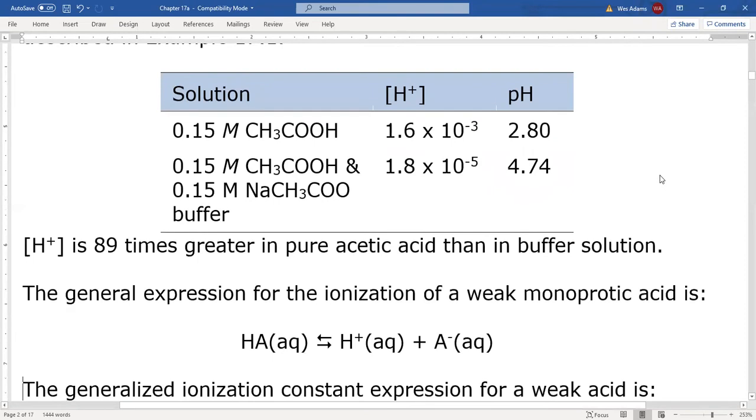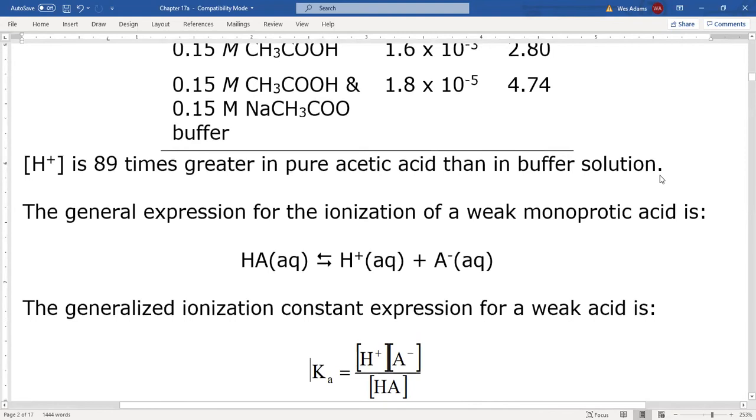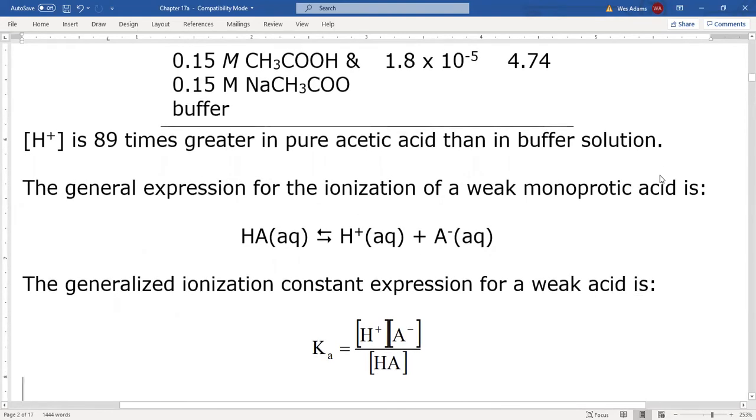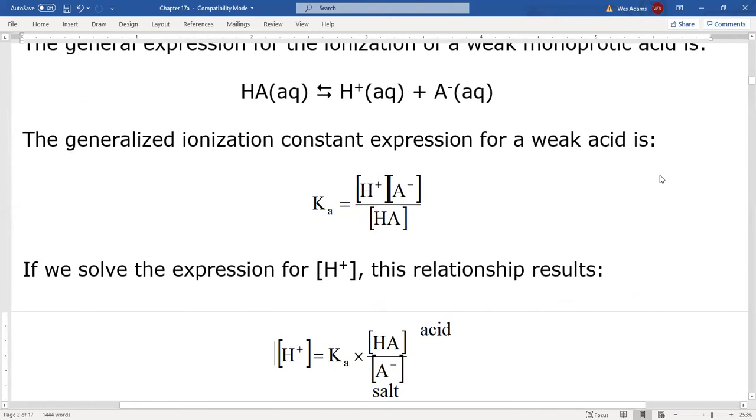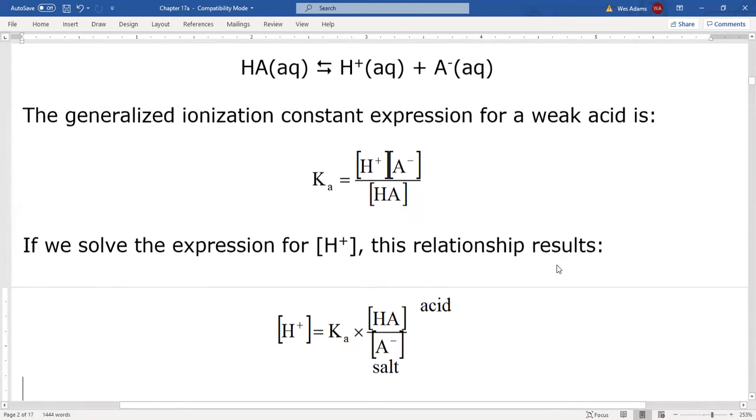So if we look at a generic acid, HA is in equilibrium with H plus and A minus, and the generalized ionization would be this. The Ka is equal to the concentration of H plus and A minus divided by the concentration of HA. If we solve for the H plus, we get H plus is equal to Ka times the concentration of HA, which is the acid, on the top, over the A minus, which would be the anion coming from the salt, on the bottom, if we're looking at a buffer solution.